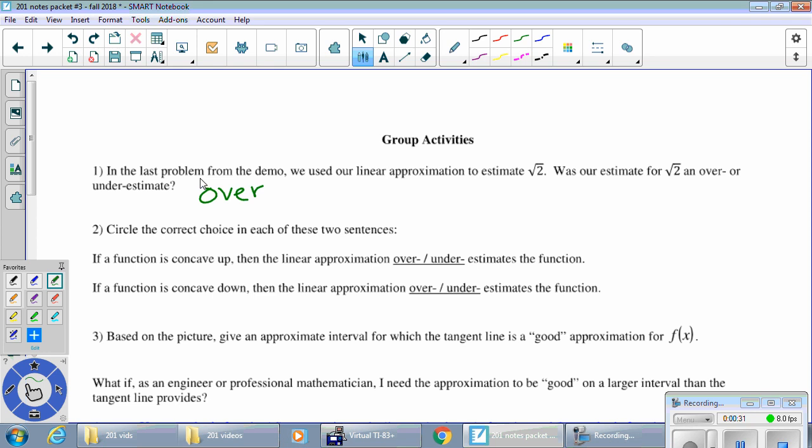In the next question, if a function is concave up, that means it either looks like this or like this. In both cases, every single tangent line is below the curve. So if you're using the tangent line to approximate a point on the curve, then every single tangent line is going to underestimate. So if your function is concave up, the linear approximation underestimates. If your function is concave down, like in our square root of 1 plus x example, then the linear approximation overestimates the function.